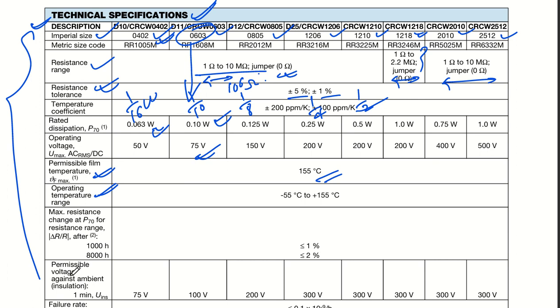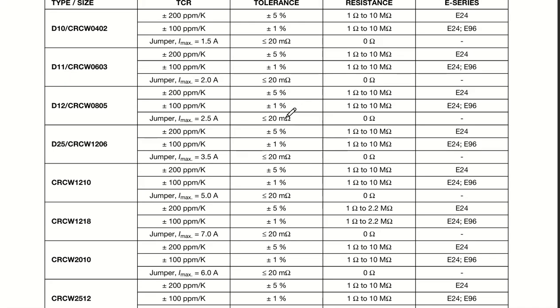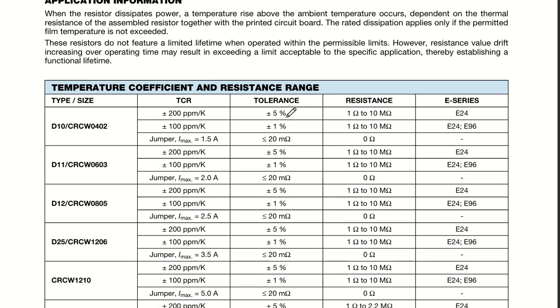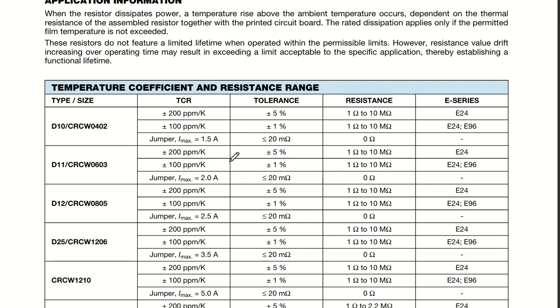Now we have another parameter, the permissible voltage against ambient, that is insulation, which is a little bit higher than this one. For the 0603 package we have 100 volt. As for the failure rate, you can see that it is very small, less than 0.1 into 10 to the power minus 9 per hour. That's the failure rate. What are the other features that we have to look at? The application information you can read out, like what applications it can be used for. That's nothing to worry about.